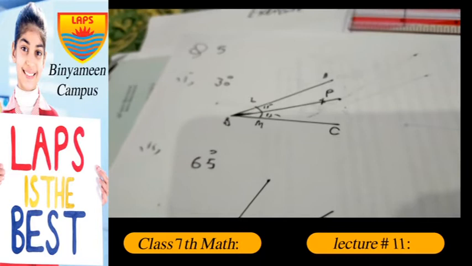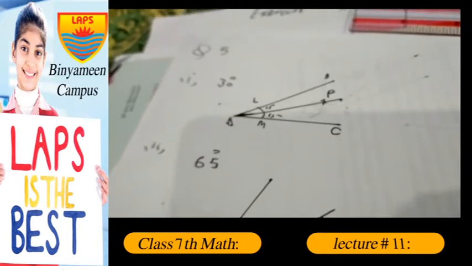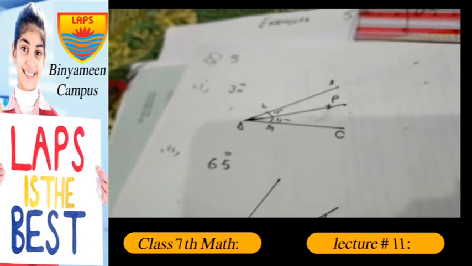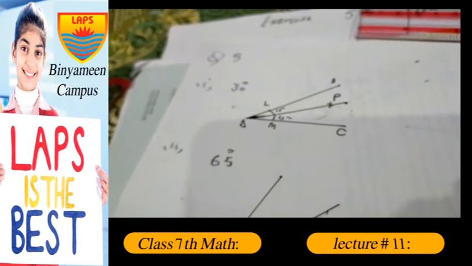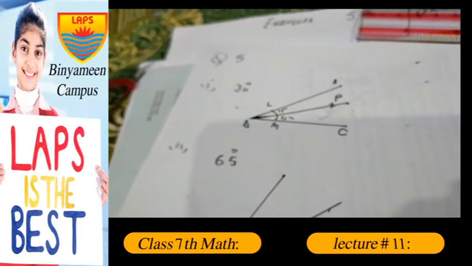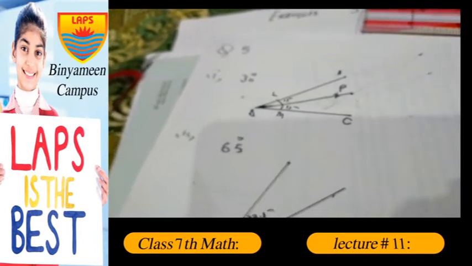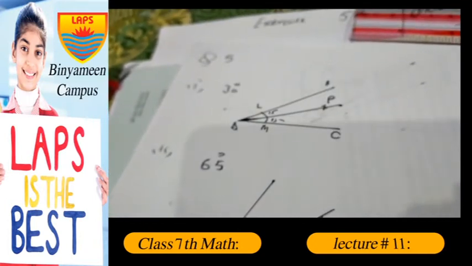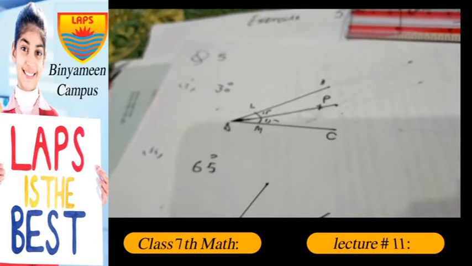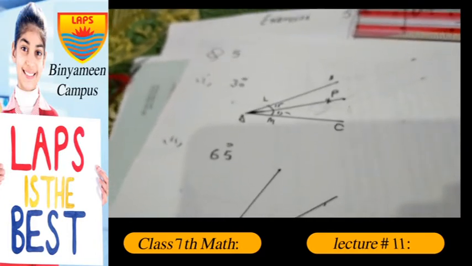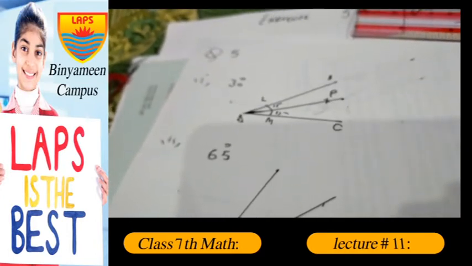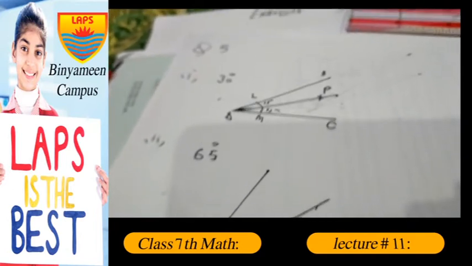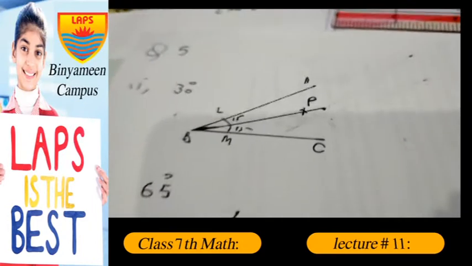Then step 3, with L as a center and a radius more than half of LM, draw an arc. Step 4, with M as a center and the same radius, draw another arc to cut the previous arc at P. And step 5, join B and P. And step 6, measure angle ABP and measure angle CBP. Measure angle ABP is equal to measure angle CBP is equal to 15. You can check in this diagram.